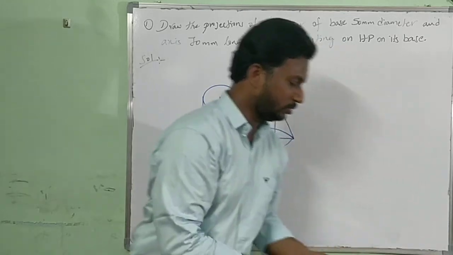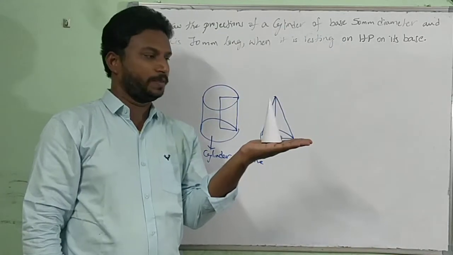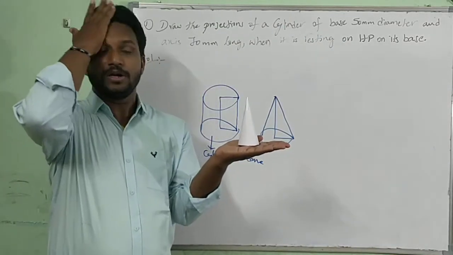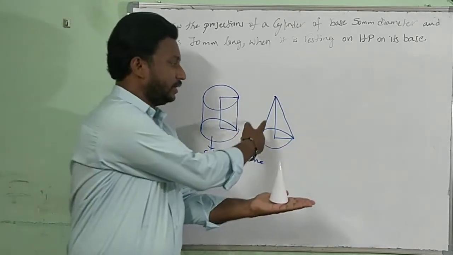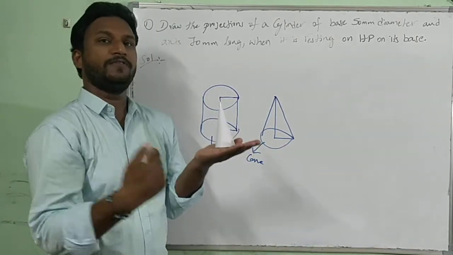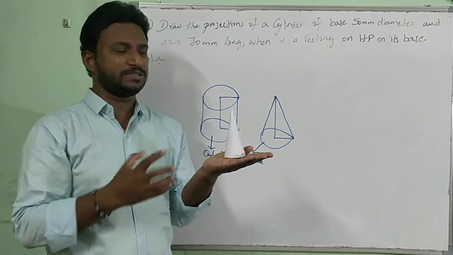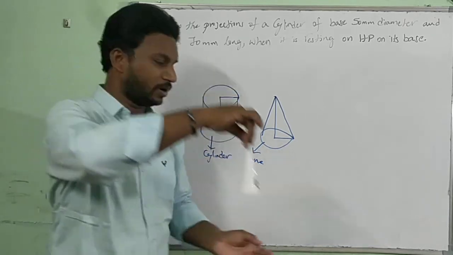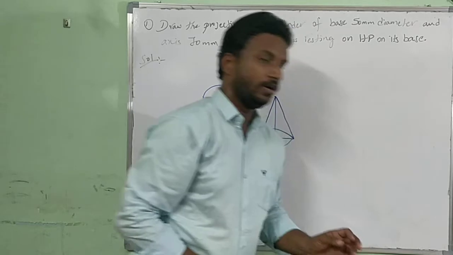Same way cone. Sorry, I don't have a cone. This is a cone. Cone is a type of solid of revolution. Take a right angle triangle and rotate it for one complete revolution, that is 360 degrees. The object so formed is called a cone.